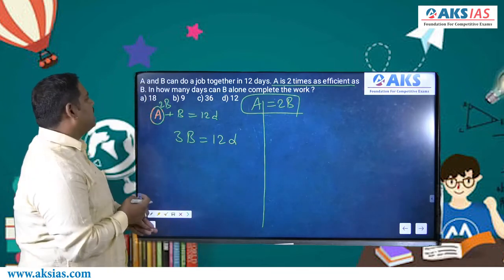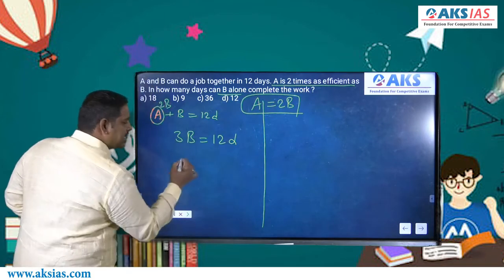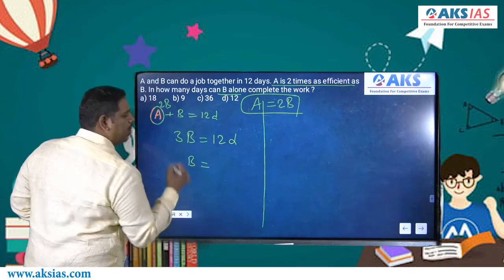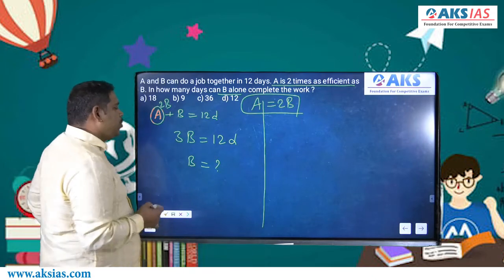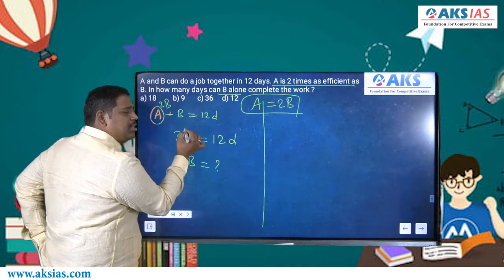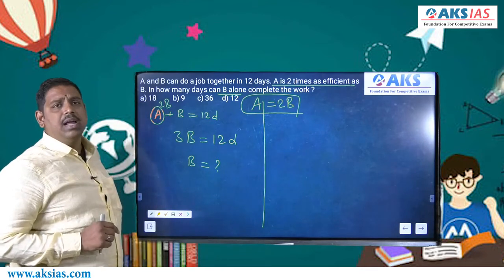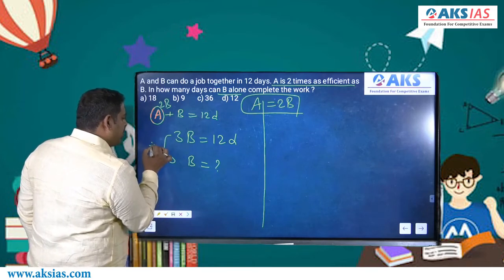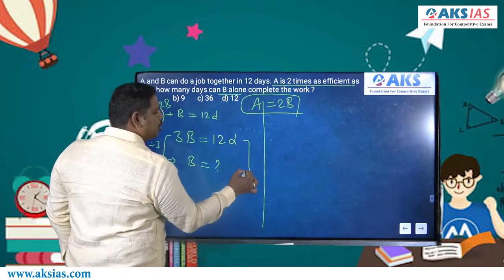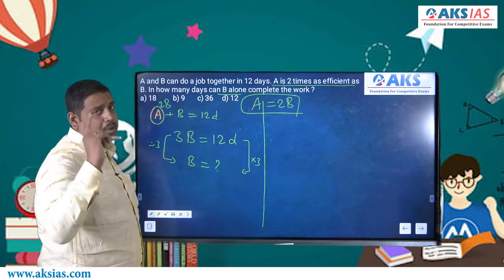Now what he is asking: in how many days can B alone complete the work? Now observe a small point. These are number of persons, these are number of days. That means these two are inversely proportional. Inversely proportional means here to here it is by 3, so here to here also you should go into 3. Is it correct or wrong?